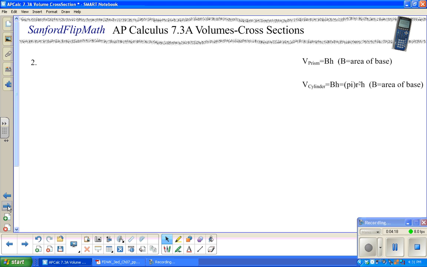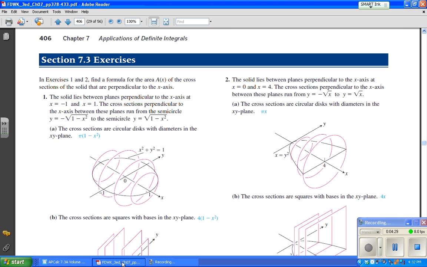Now, what we're going to do is take a peek at number 2. This is directly from our book, the Finney, Demana, Kennedy book. It's on page 407, and we're going to look at number 2. Give me a second, I'm going to note down some of the stuff.